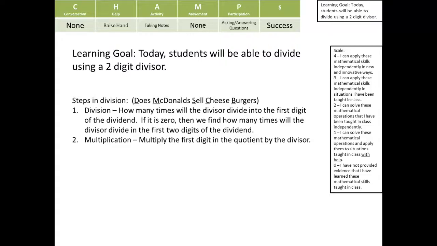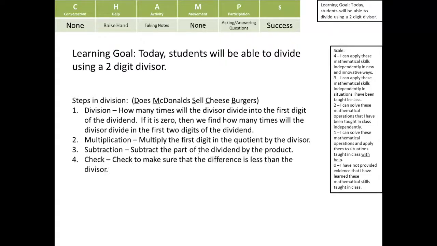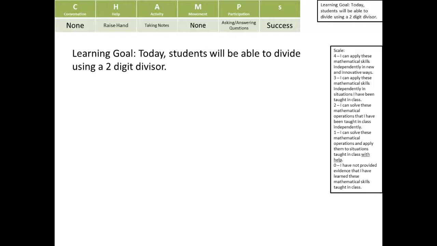Next, we multiply the number that we find, that first digit in the quotient, by the divisor. We subtract those numbers. We check and make sure that our answer to that subtraction problem is less than the divisor. If it's not, we have to change our number in the quotient. And then we bring down the next number in the dividend. And we keep repeating that until we get our final solution.